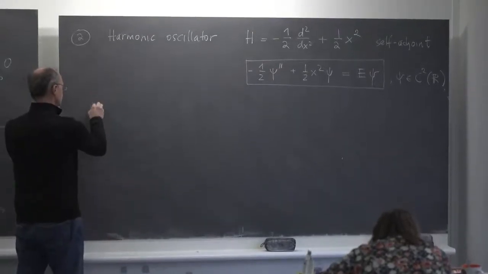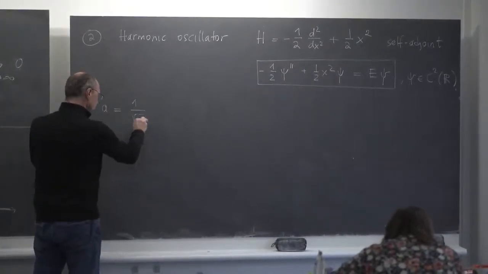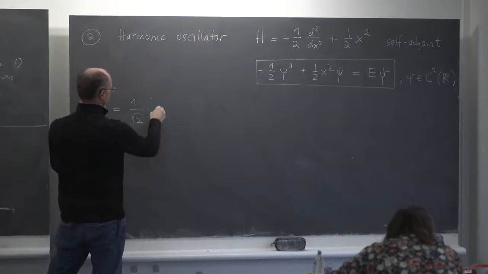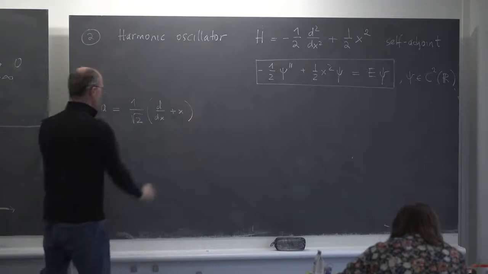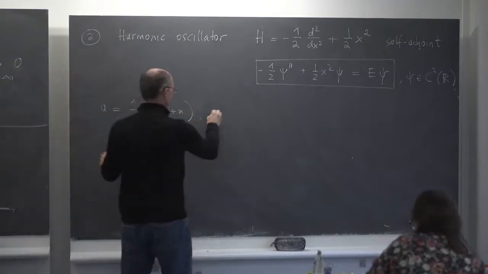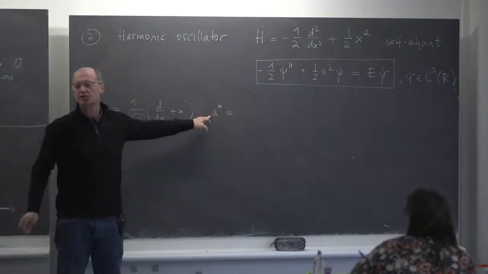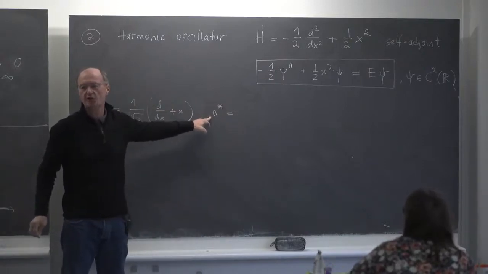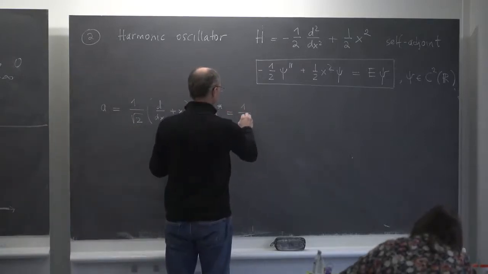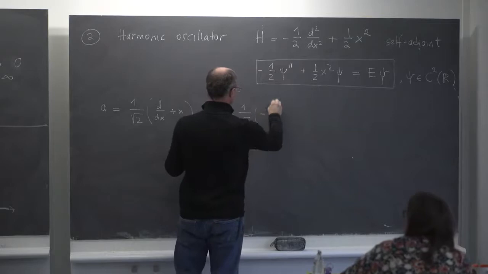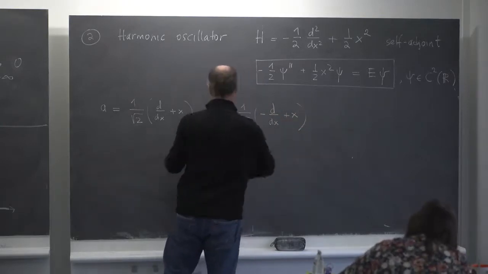So let me introduce the following notation. A will be 1 over square root of 2 times d over dx plus x. So let me denote by A star the operator with the minus sign. At the moment, of course, in the future it will be the adjoint operator, but at the moment we don't care. So I think it will also be one of the exercises to check that actually it is the true adjoint.